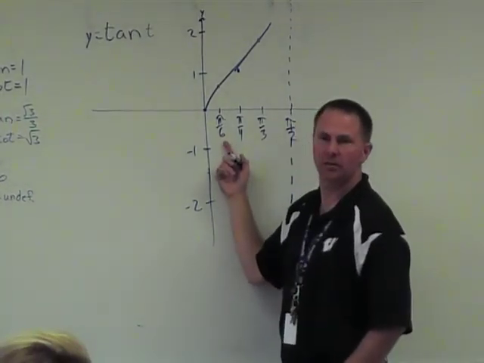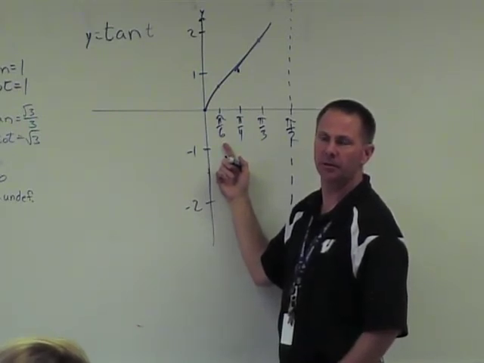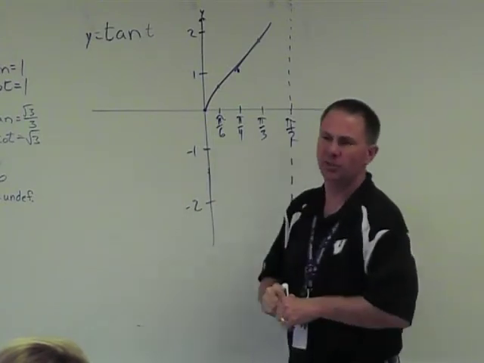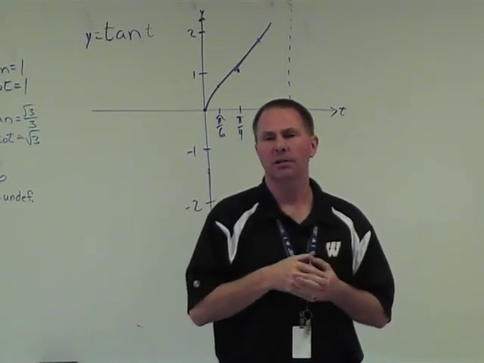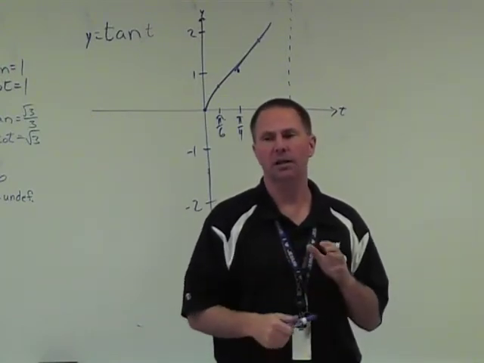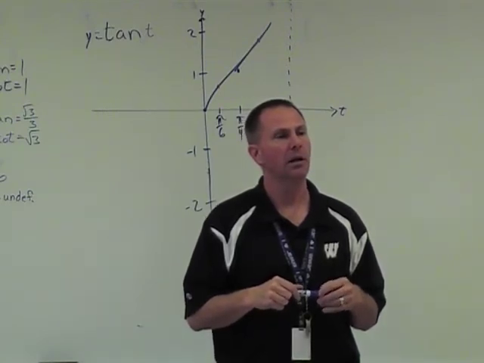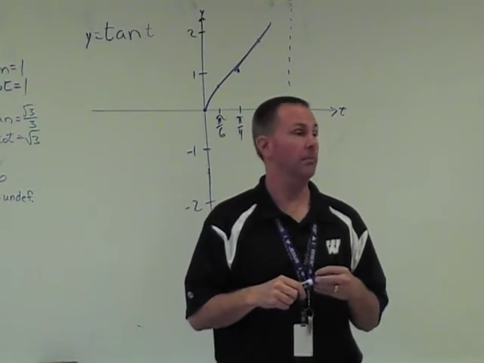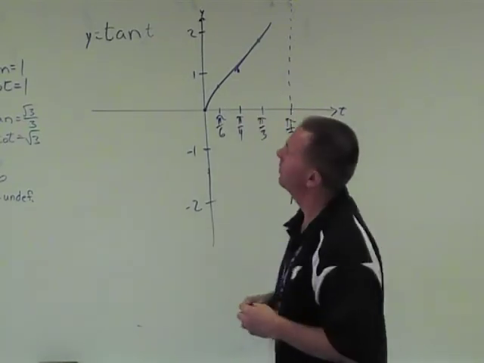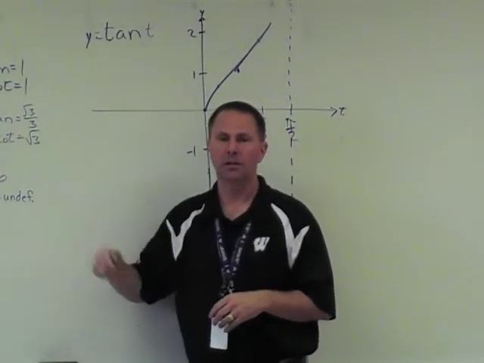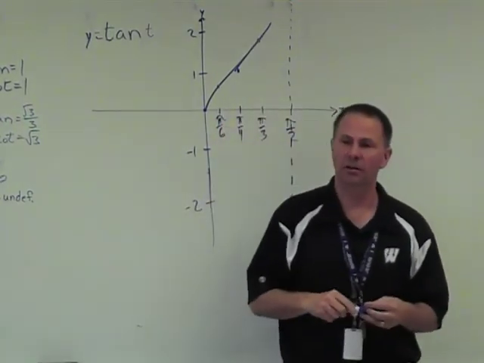What is pi over 6? How many degrees is it? 30 degrees. Take the calculators, make sure you have it in degree mode. Liam's going to tell me what the tangent of 30 degrees is on his calculator. 0.577. Oh my, what was the square root of 3 over 3? That was the same thing. You mean to tell me we could have been using our calculator all along?